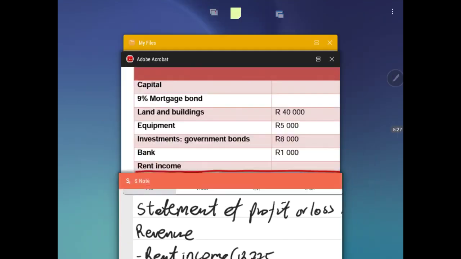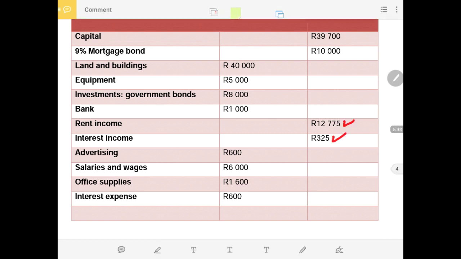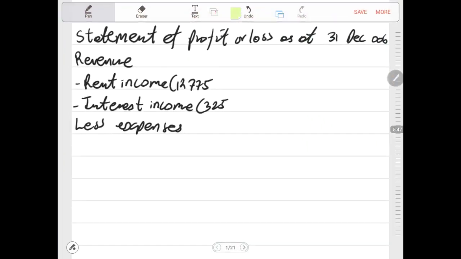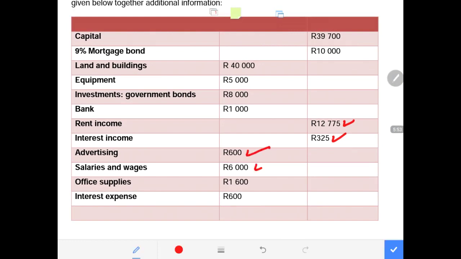So every time you record an amount from a trial balance, just make sure that before you do all the adjustments, you have taken into account all the figures that are in a trial balance and have pasted them in the required financial statements. Then let me deduct my expenses. The expenses that I have in my trial balance are advertising of 600, salaries and wages 6,000, and office supplies expense. I want to highlight that when we buy office supplies, we treat it as an expense. Then whatever is left at the end of the year becomes an asset.